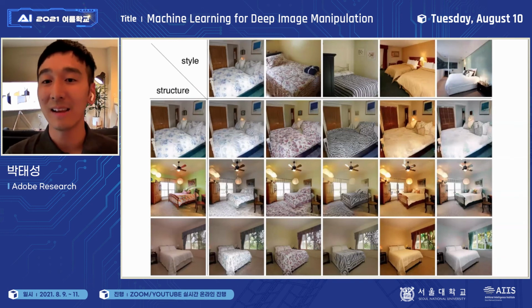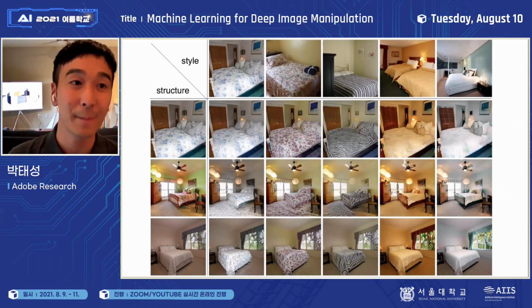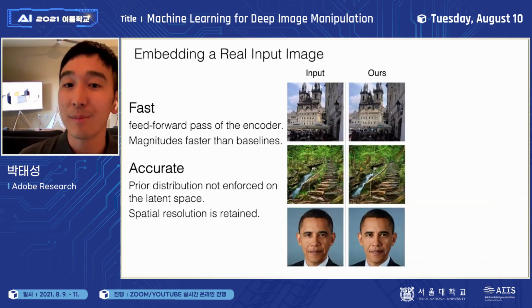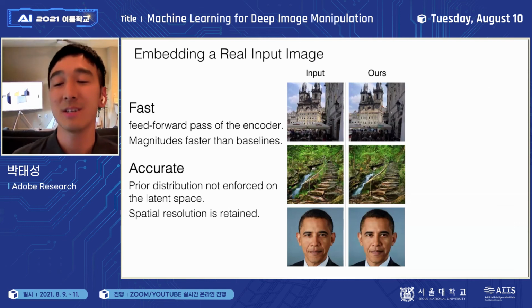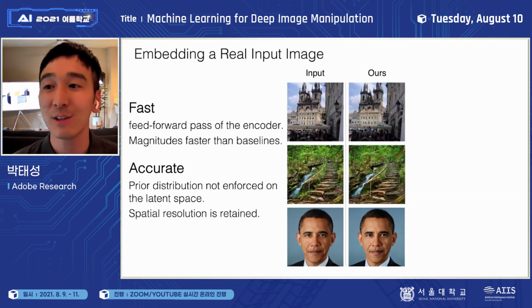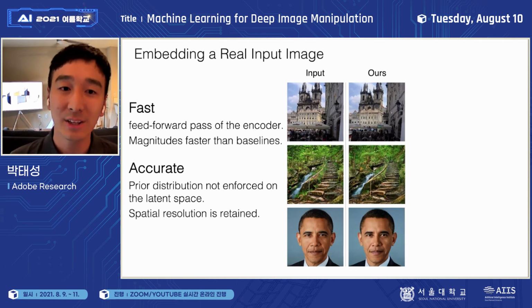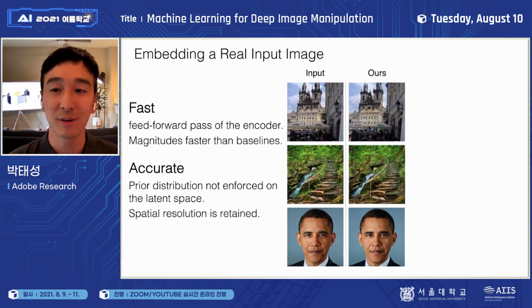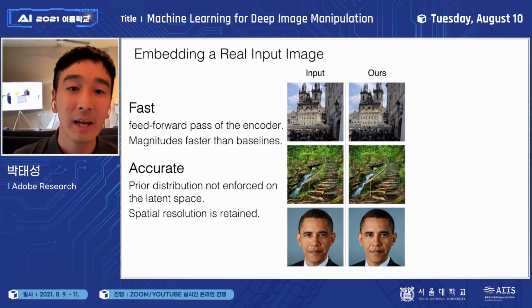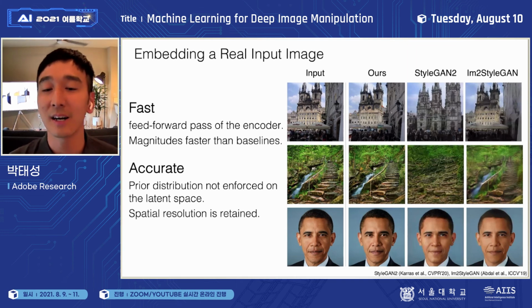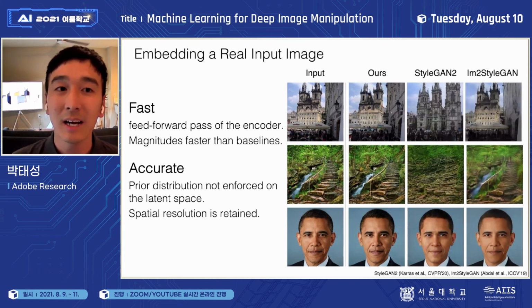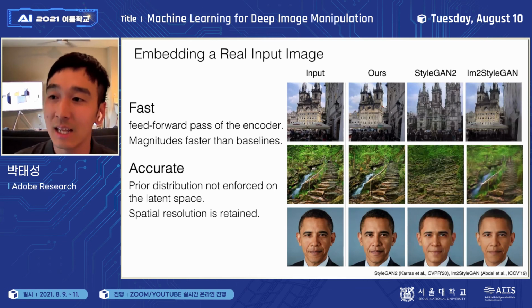And this is the result on the LSUN bedroom dataset. And you can see that the unique pattern of the style images are transferred. Because our method is an autoencoder, embedding input images, as I said before, is just one feed-forward pass of the encoder network. And the reconstructed images are accurate because our structure code still retains the spatial resolution of the input image. And here are the results of using standard unconditional GAN-based approaches using test time optimization. You can see that the reconstruction quality is worse, and they are also too slow for interactive image editing.